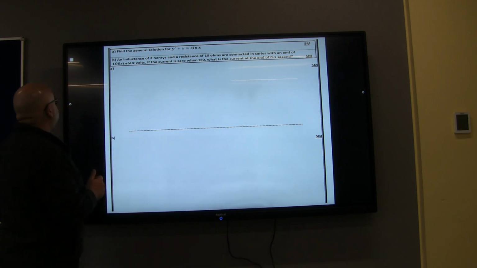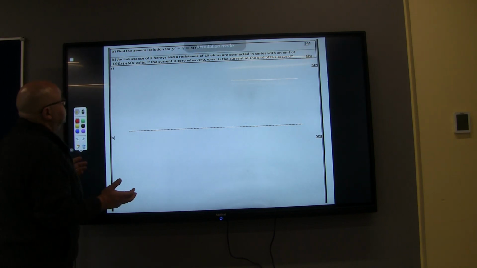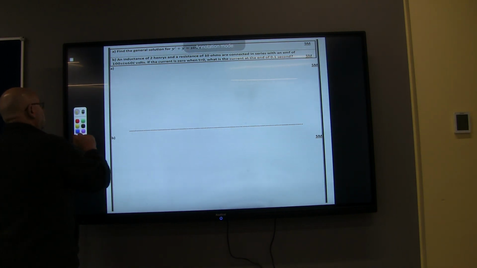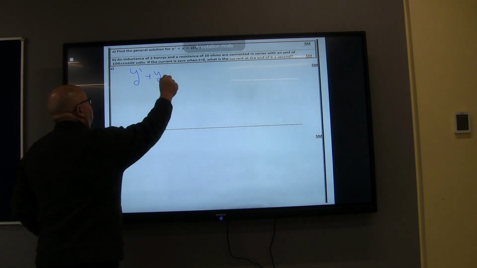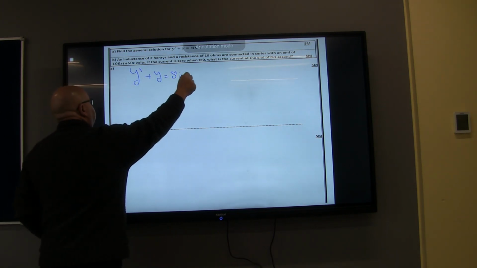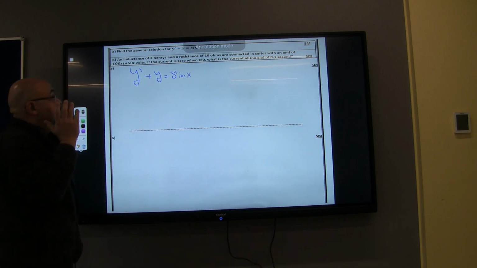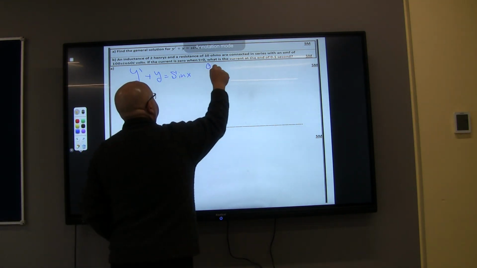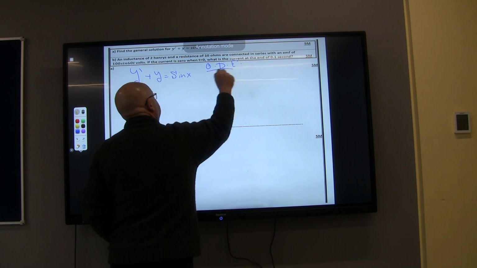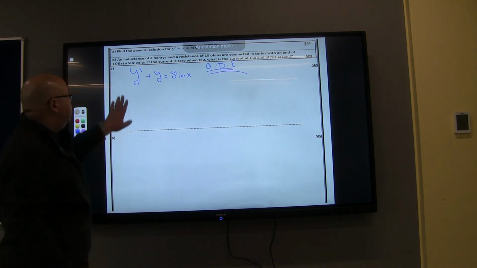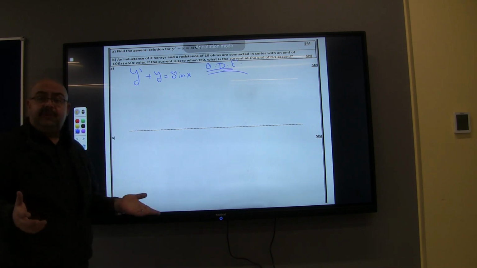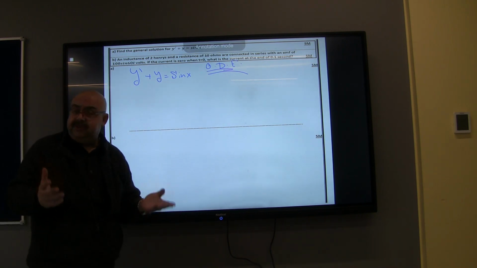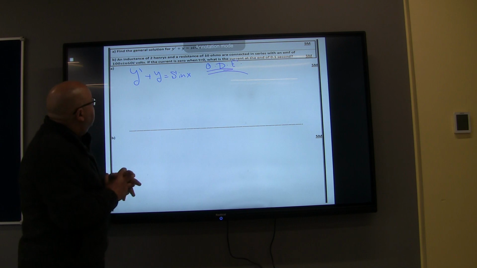Let's see the first question. He's asking you to solve the given equation, which is very, very simple: y dash plus y equals sine x. It's an ordinary differential equation, and as you can see, it's a first order differential equation. All I have to do is to figure out how to solve this problem easily.